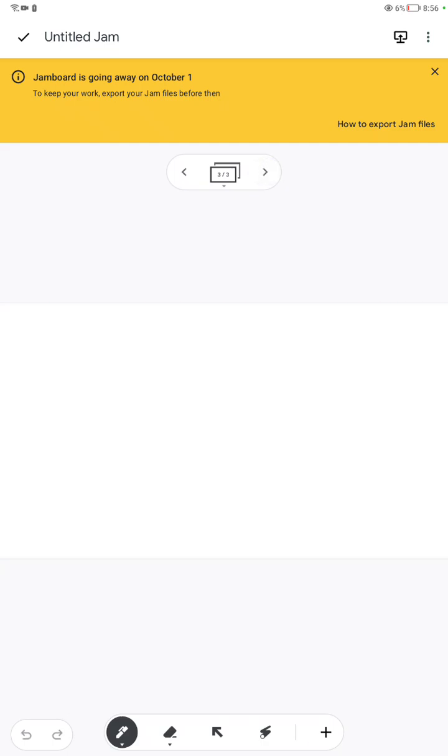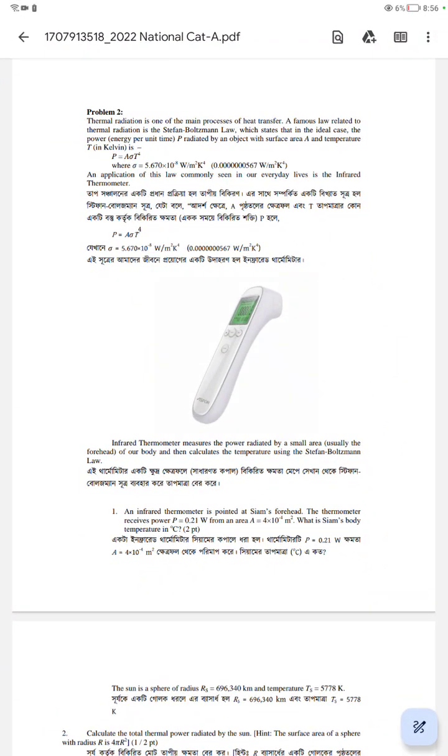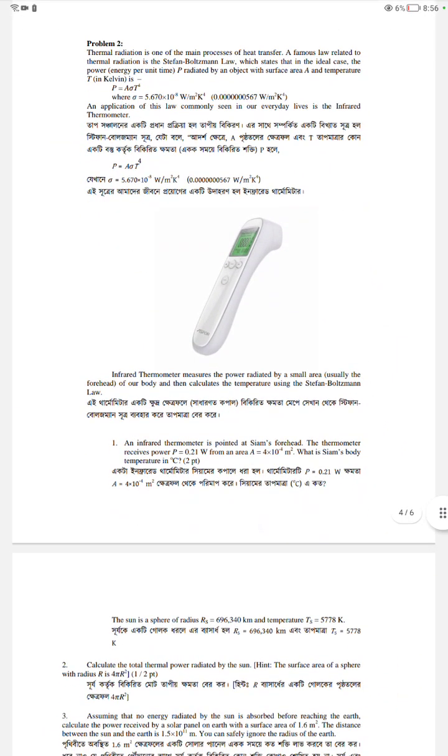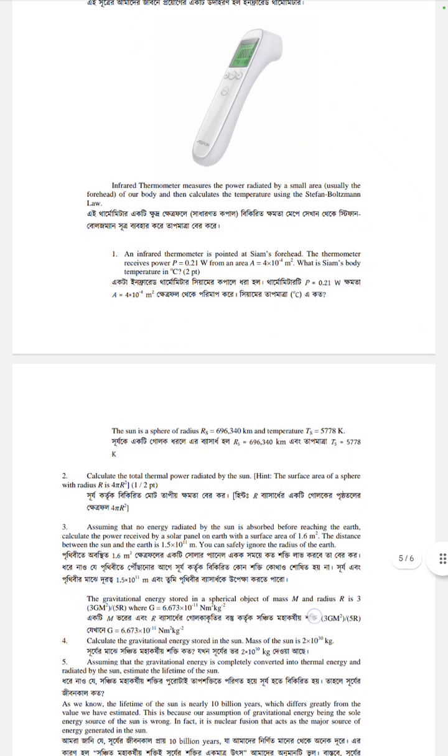So this is the first problem solved. It was an easy problem. We didn't have to go deep into the concept. We just used the formulas. Okay. Now they have given the radius of the sun and the temperature of the sun. Calculate the thermal power radiated by the sun.